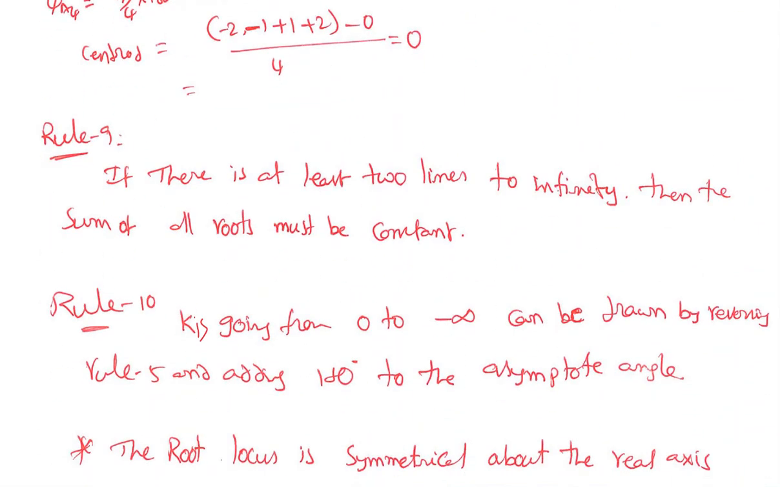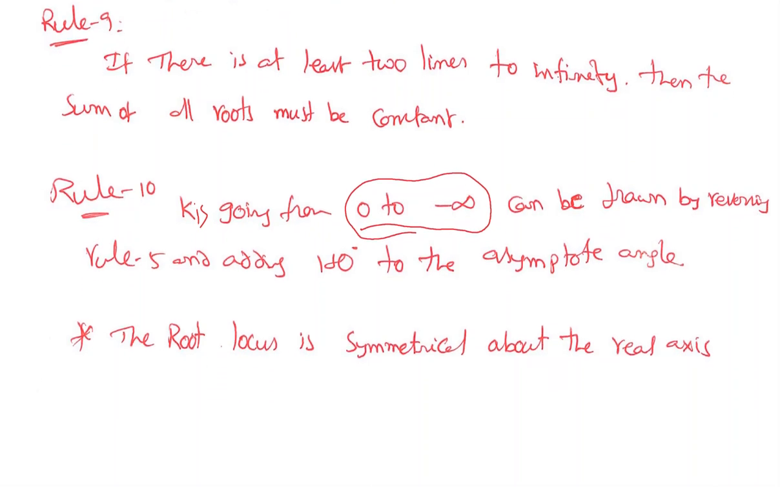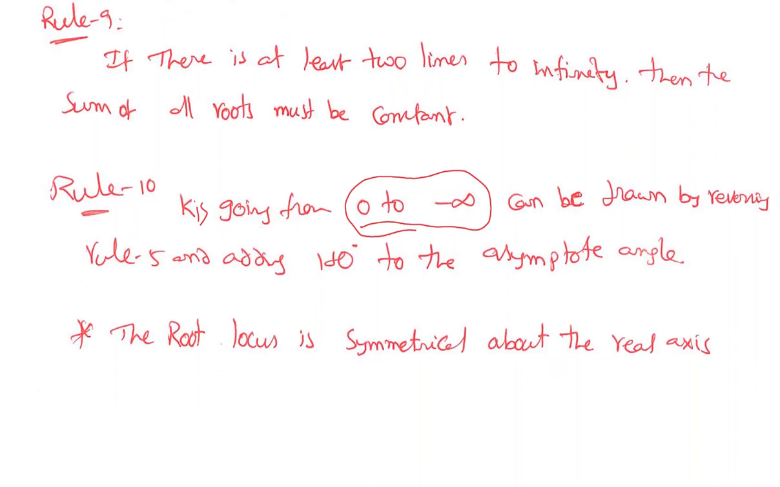Rule number 9: if there are at least 2 lines to infinity, then the sum of all roots must be a constant. And rule number 10: k going from 0 to minus infinity can be drawn by reversing rule number 5 and adding 180 degrees to the asymptote angle. So if k is in the opposite direction, then your roots are going to be on the opposite side. That's what it's mentioning. These are the 10 rules we need to remember all the time.